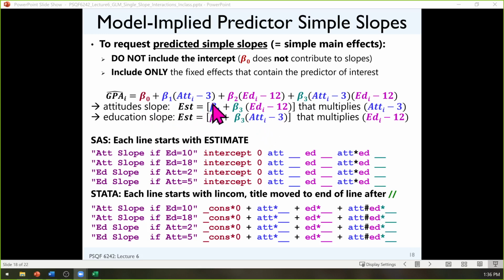So if we do attitude slope, this little combination right here tells us how to do it. So I have two examples I want us to fill in. I have intercept equals 0 on both of them because the intercept is not in this little combination right here.